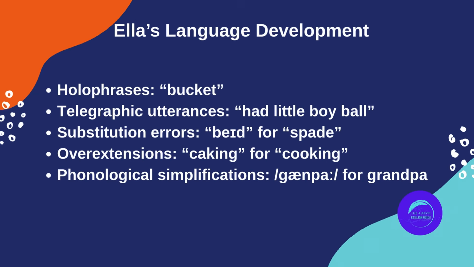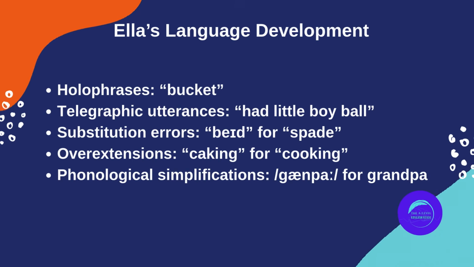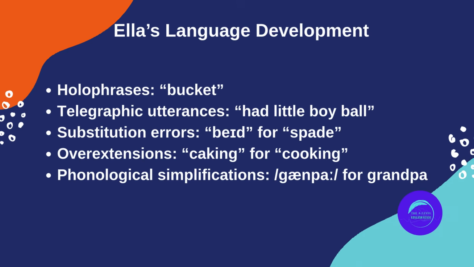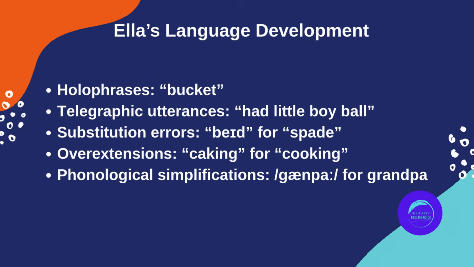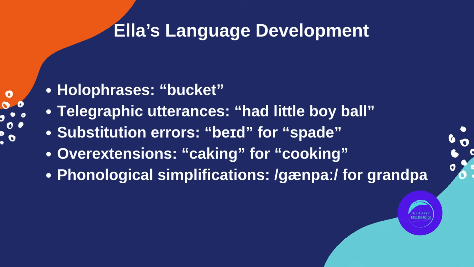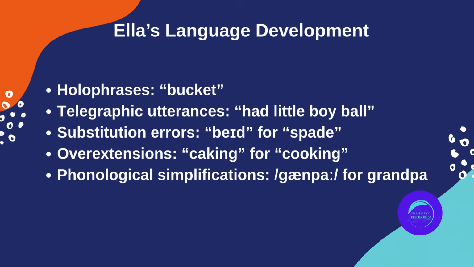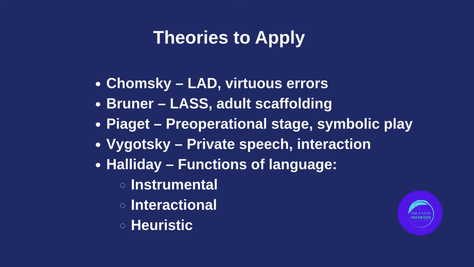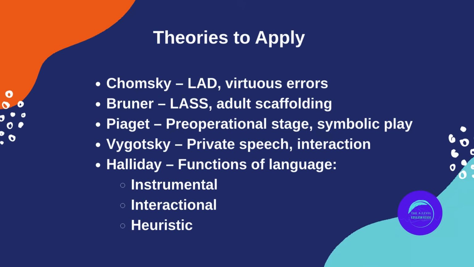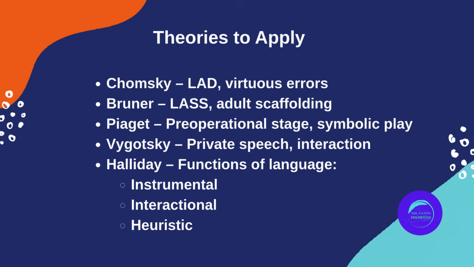We also get some pronunciation quirks. She says BID instead of spade. That's a substitution error, a type of phonological simplification. And when she says caking instead of cooking, that's an example of overextension, using a known word in a broader context. These aren't just cute mistakes, they're called virtuous errors, and they show Ella is trying to apply grammar rules, not just copying what she hears. That's a huge clue that she's actively constructing language. And that's where Chomsky's theory comes in, his idea of an innate language acquisition device.